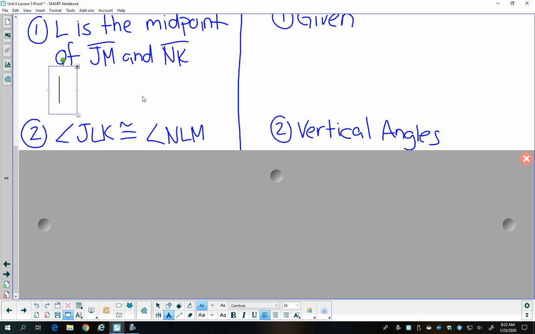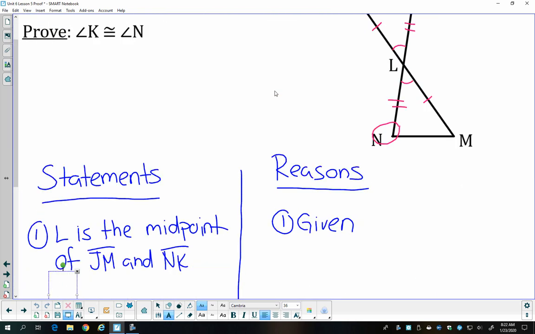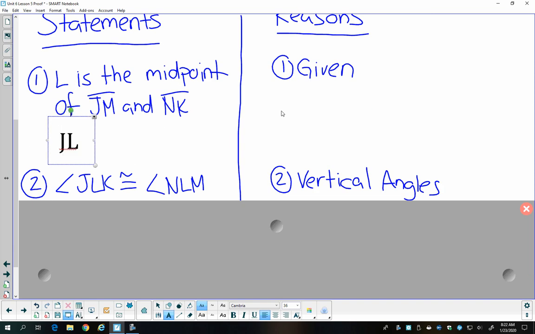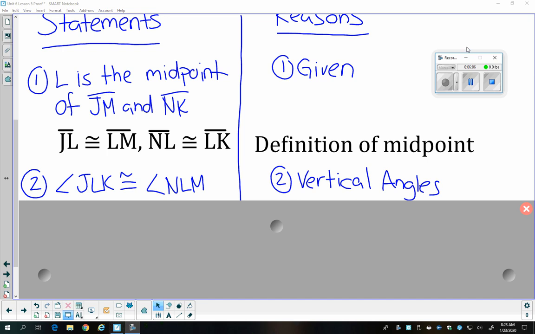As a result of L being the midpoint, I need to say that JL and LM are congruent. I'm going to pause and type that. So I apologize for the mistake, but it happens to the best of us. From knowing that L is the midpoint, I know that these two pairs of segments are congruent. The definition of a midpoint is that it's directly in the center and it makes two congruent segments out of the original segment. So L being the midpoint means that each of those pairs of segments are congruent.